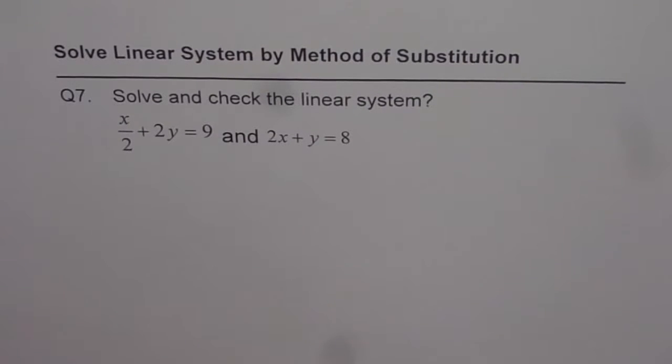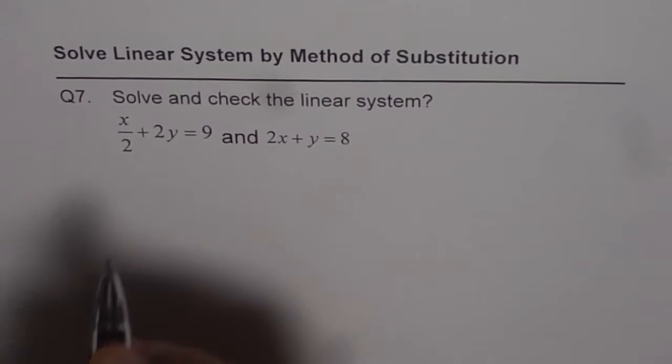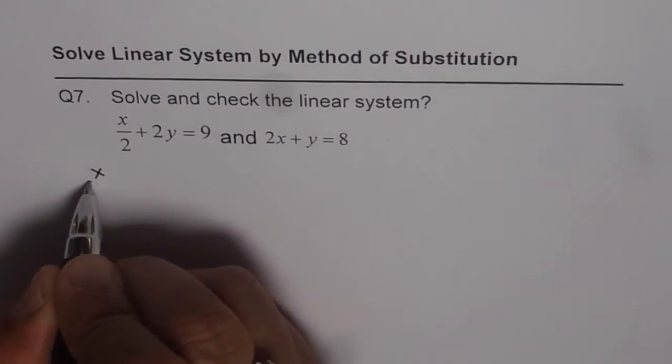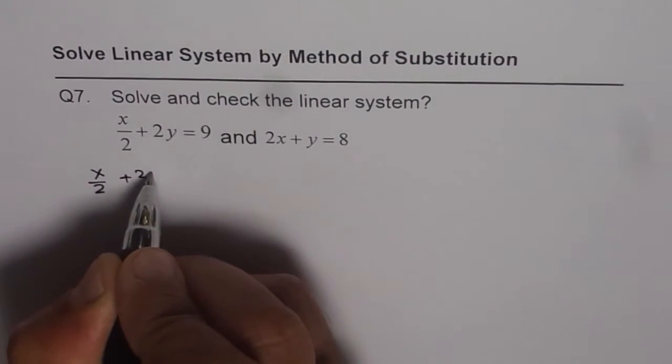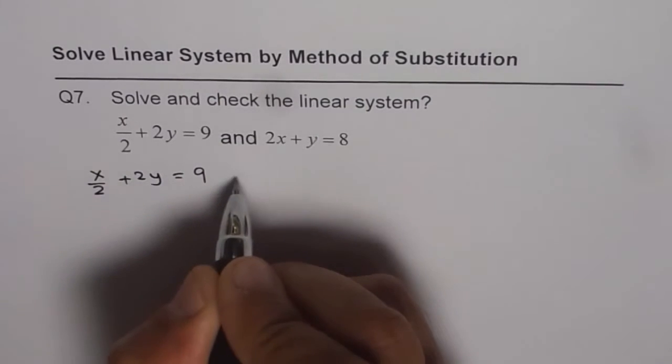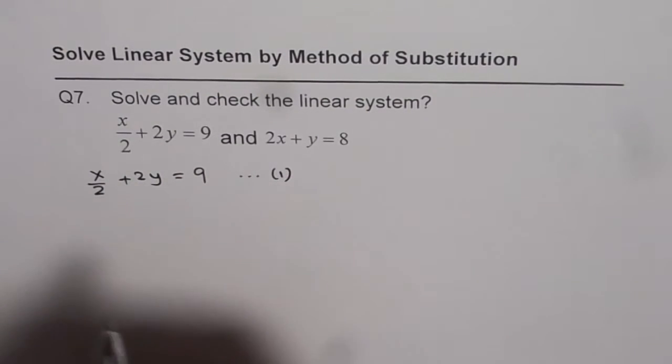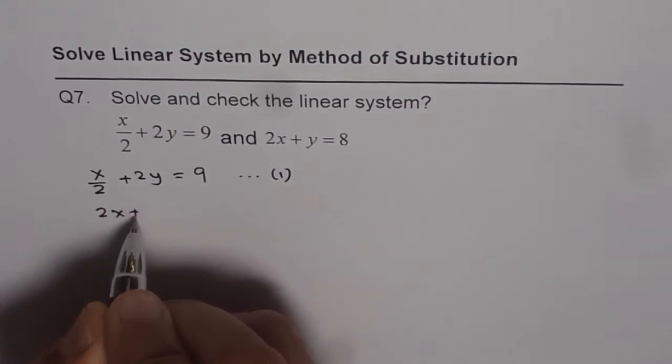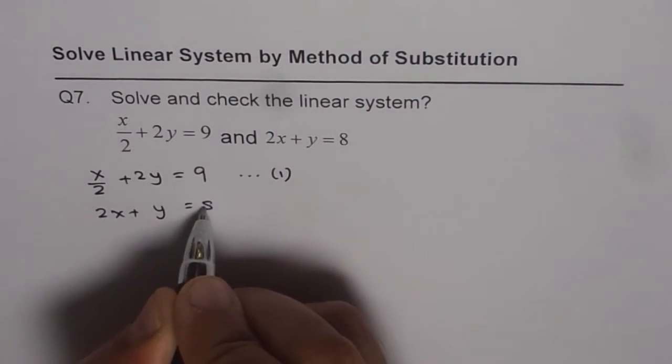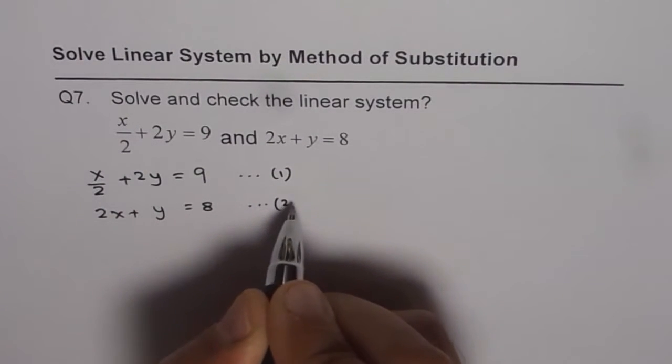To start with, let's write down our equations and number them. So the equations are x divided by 2 plus 2y equals 9. Let this be equation 1. And we have 2x plus y equals 8 as equation 2.